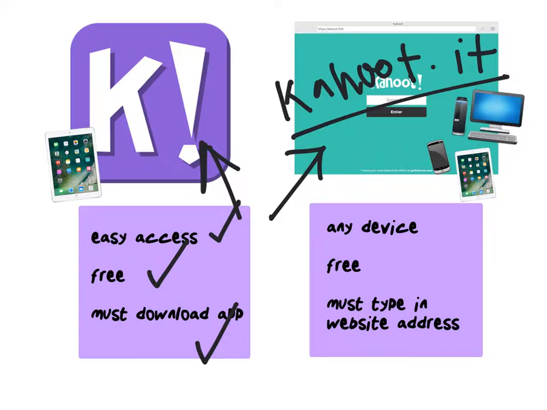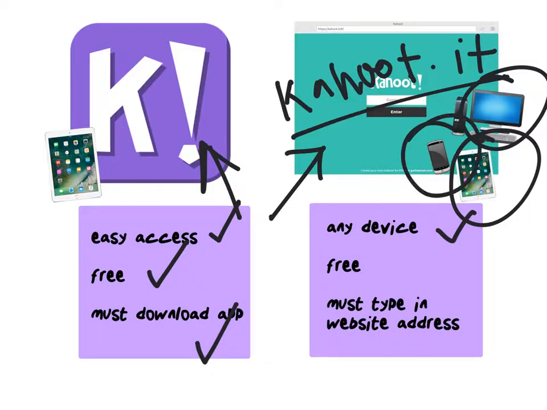Now, for the internet browser option, all you need to do is go to kahoot.it. This is great because it can be offered on any device, maybe a computer, an iPad, or in some high school classes, it'd be great for students to just use their cell phone. Again, this option is also free, but one con would be that you must type in the website address. While this may be an easy task for older students, younger students might have some difficulties.